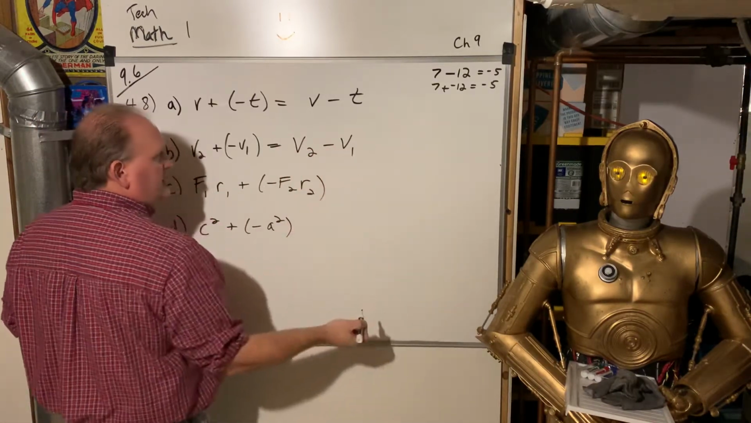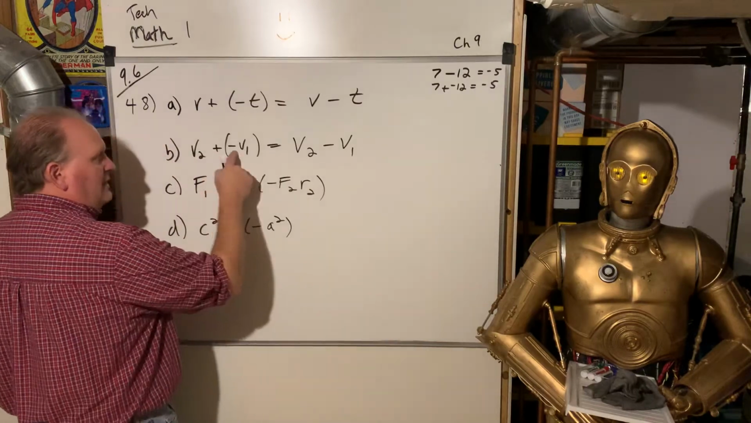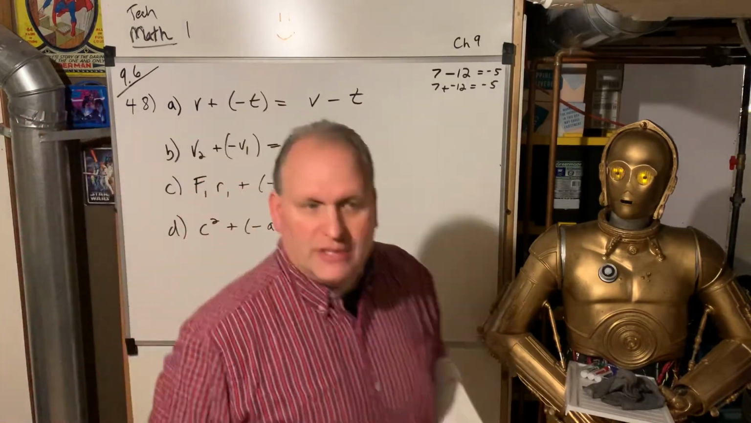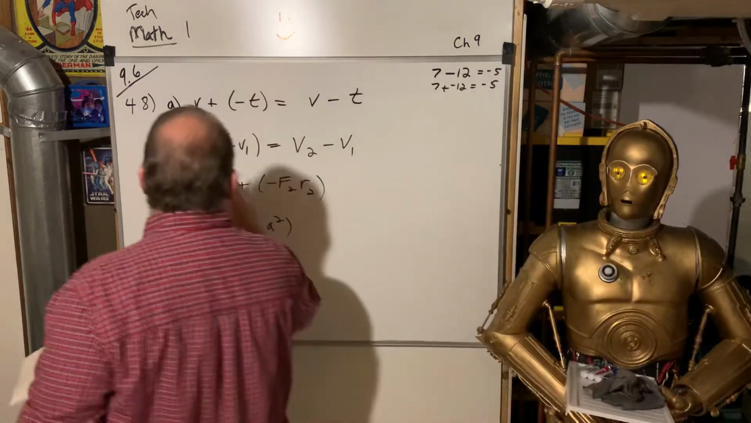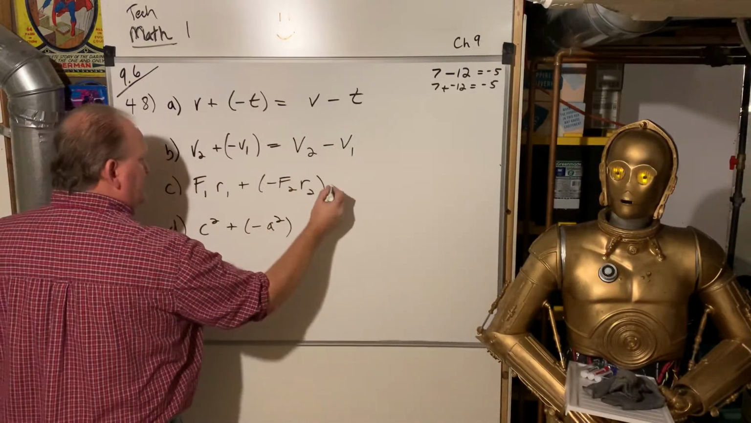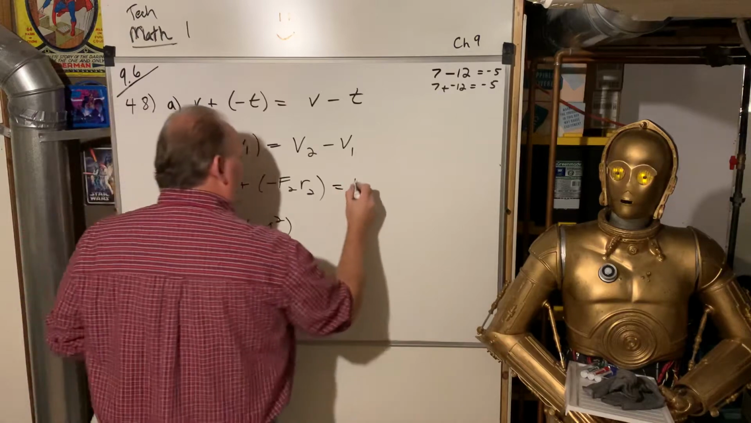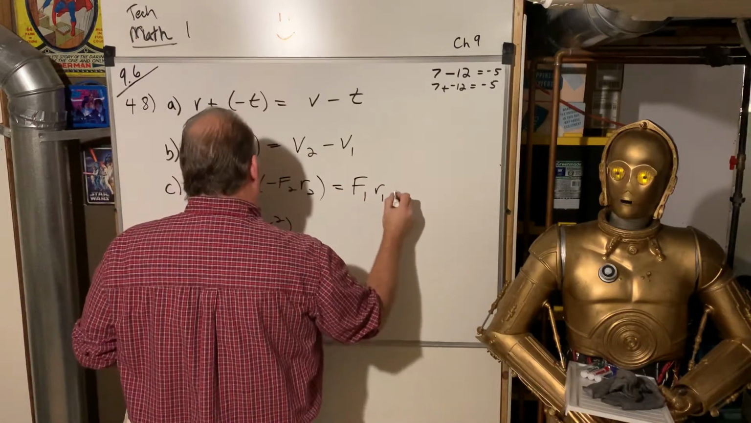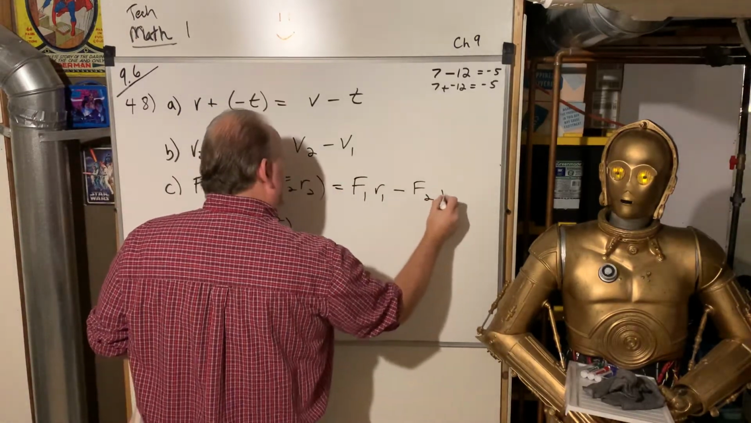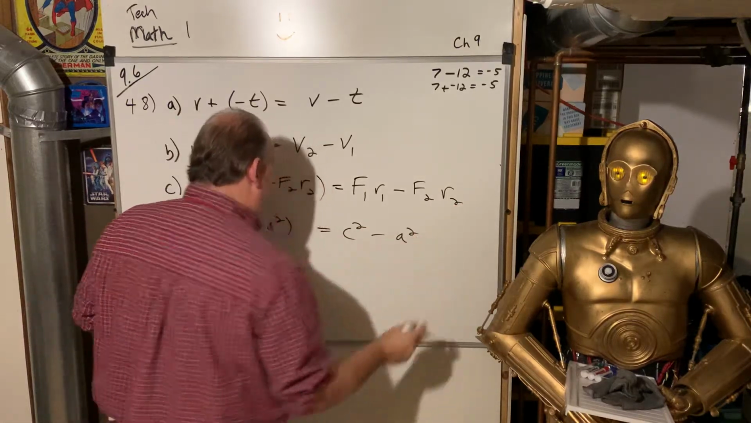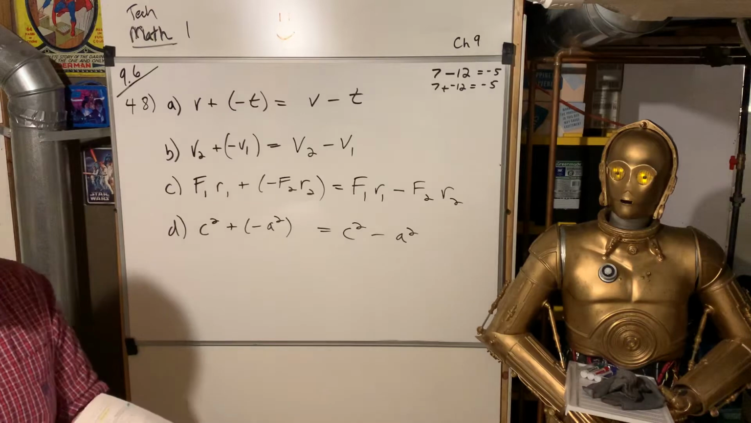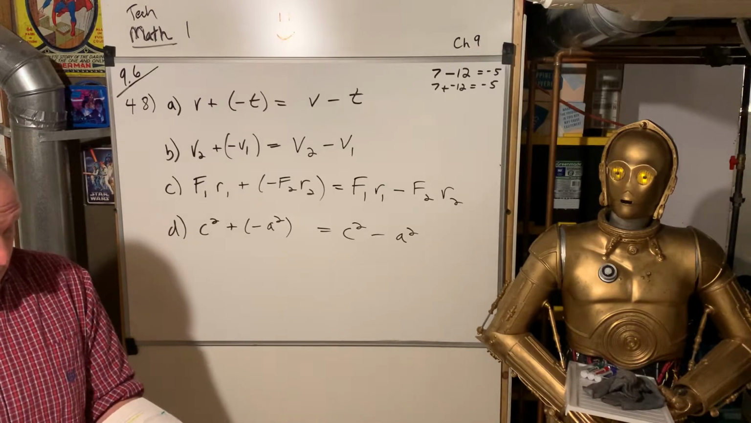And because they're interchangeable and we're lazy in math, fewer symbols is better. So we don't do plus negative, we do minus because it's just less stuff to write. So f sub 1 r sub 1 minus f sub 2 r sub 2, c squared minus a squared. All right.